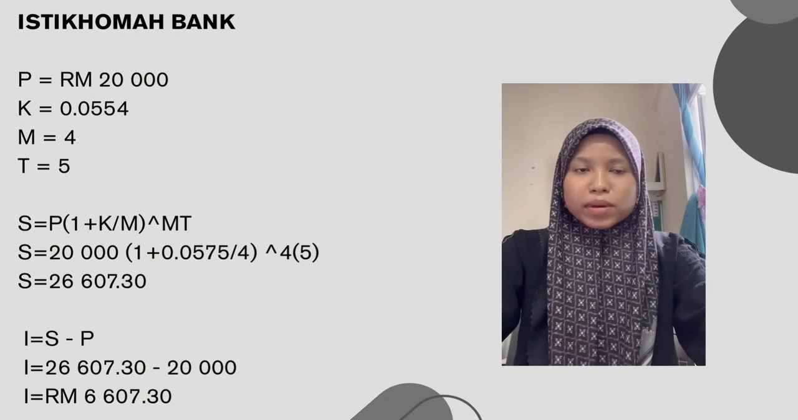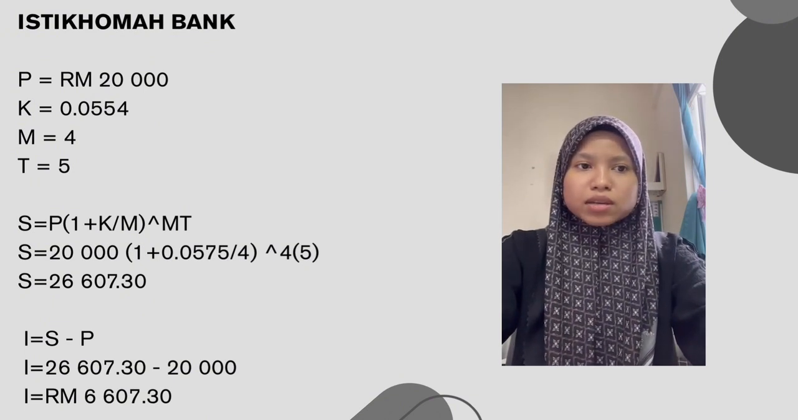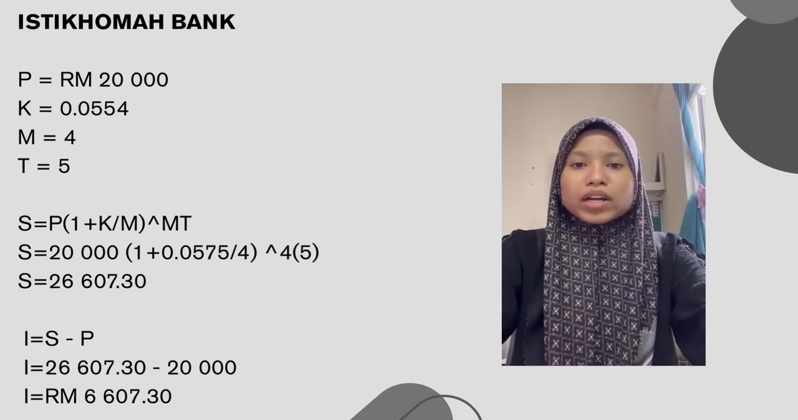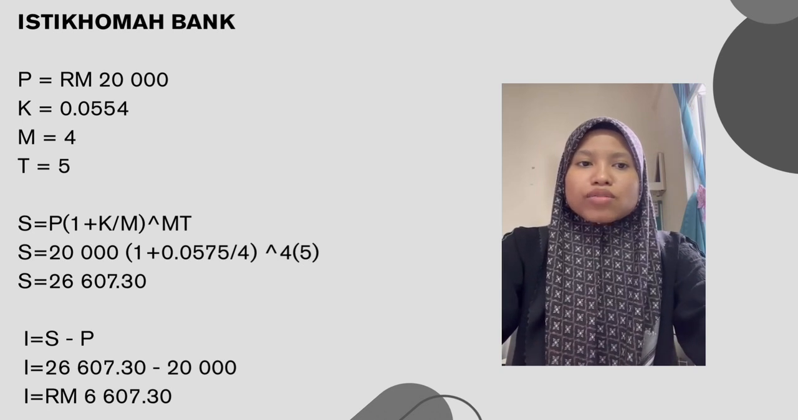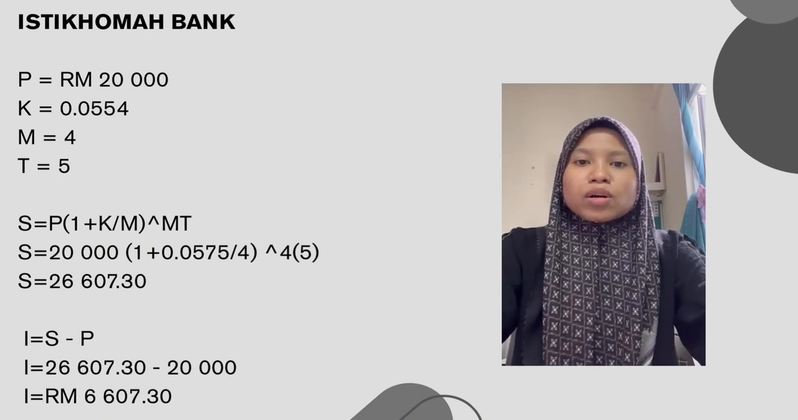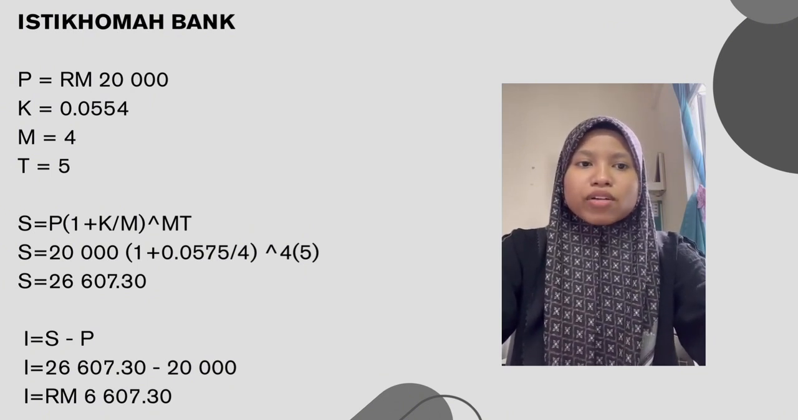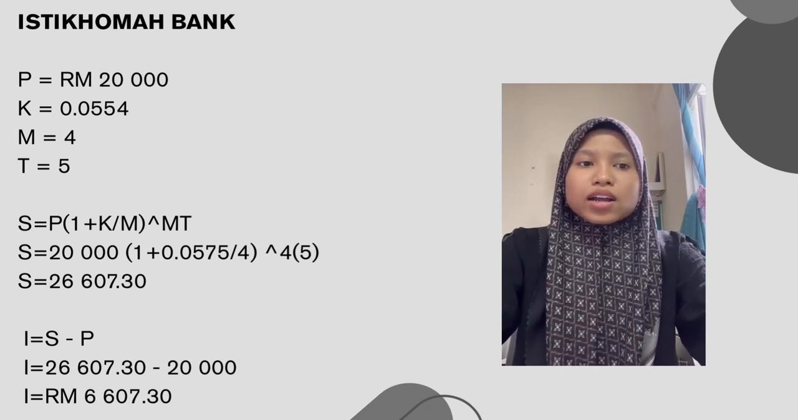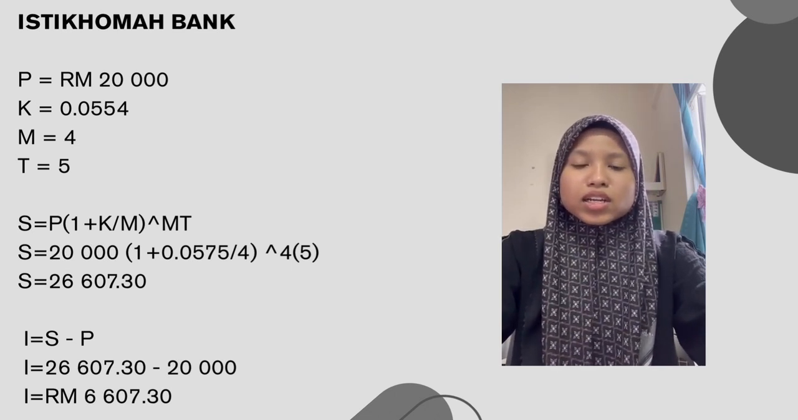Second is Istiqomah Bank. The formula same with the Berjaya Bank, which is S equal to P bracket 1 plus K over M power M and multiply with T. 20,000 bracket 1 plus 0.0575 over 4 power 4 and multiply with 5. The total answer is RM 26,607 ringgit and 30 sen.